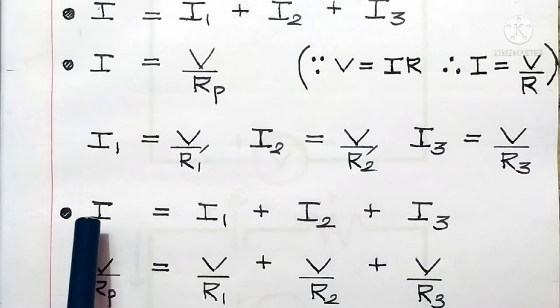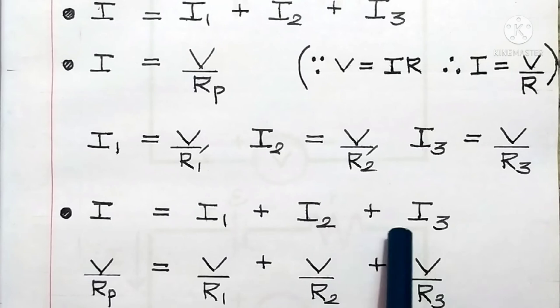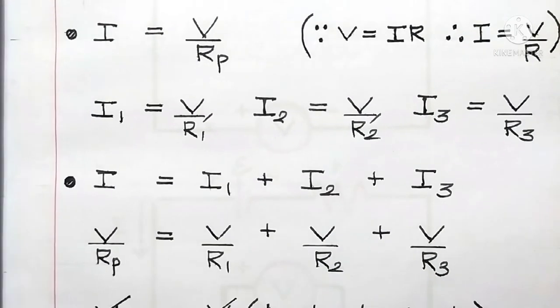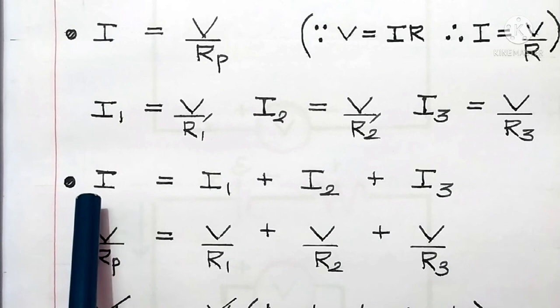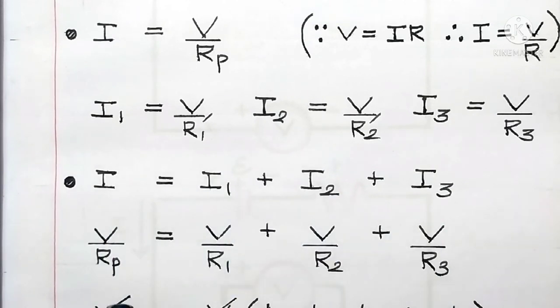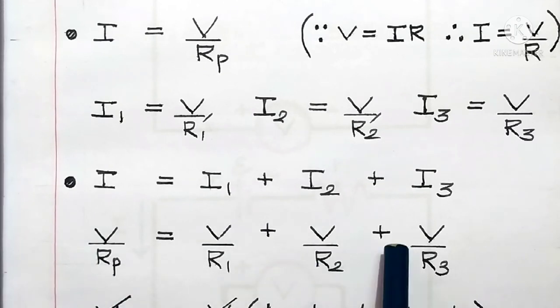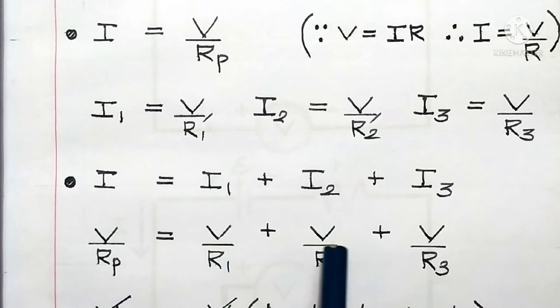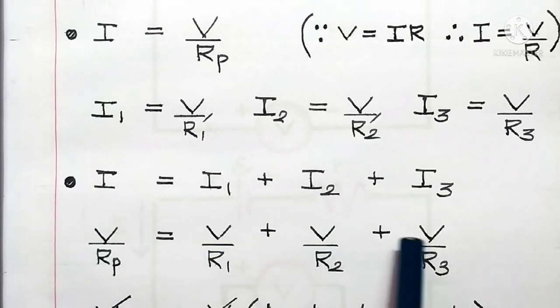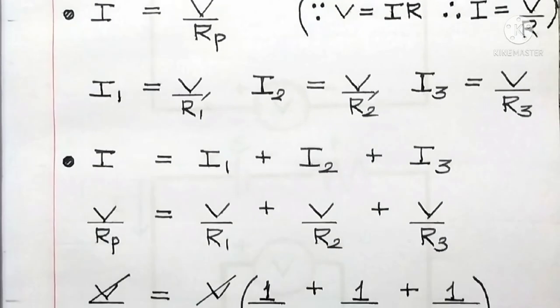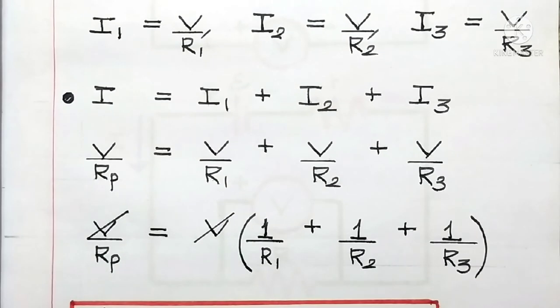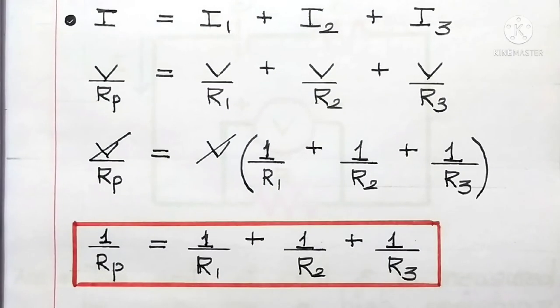In the next step, I have written again I is equal to I1 plus I2 plus I3. And in the next step, I have substituted the values for I and I1, I2 and I3. So we get V by Rp is equal to V by R1 plus V by R2 plus V by R3. In these 3 terms, V remains common. So let us take V out. So what do we get? Here V and V get cancelled. So the final expression becomes like this. 1 by Rp is equal to 1 by R1 plus 1 by R2 plus 1 by R3.